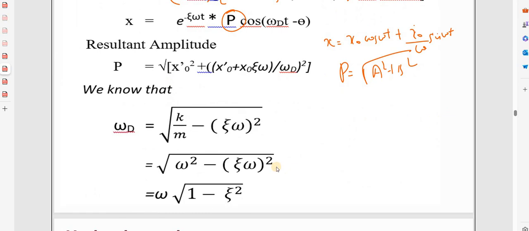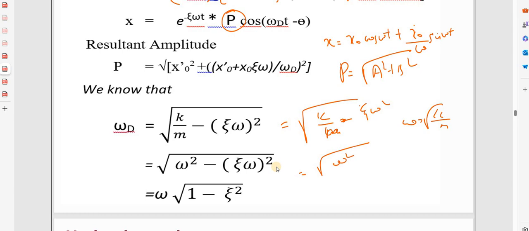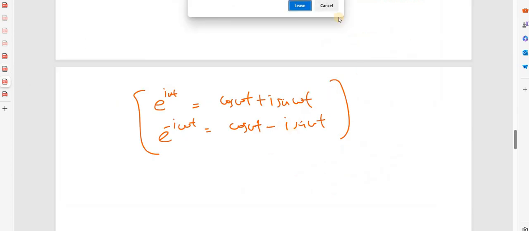Now here, omega d is equal to root of k by m into (1 minus theta squared). What is k by m? k by m is omega squared, since omega is equal to root of k by m. So omega squared minus theta squared omega squared. So I will be getting omega d can be written in this way also: omega into root of 1 minus theta squared. That is another relationship.